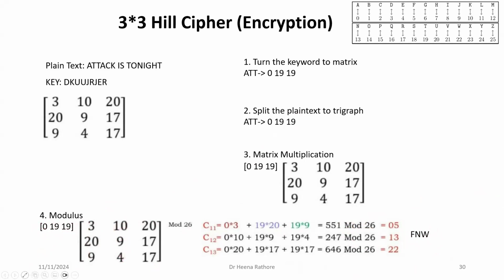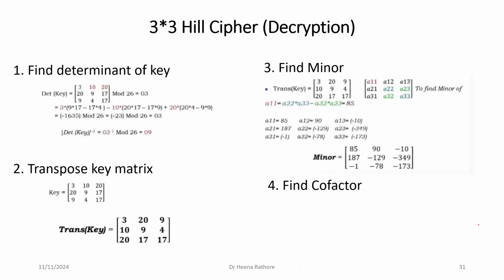Once again, this is row versus column multiplication. This is a 1 cross 3 matrix, and this is a 3 cross 3 matrix. So the resultant would be a 1 cross 3 matrix, which in this case is 5, 13, and 22, only one row. Now, in order to calculate K inverse and then multiply it with the ciphertext, you would use a similar kind of technique.